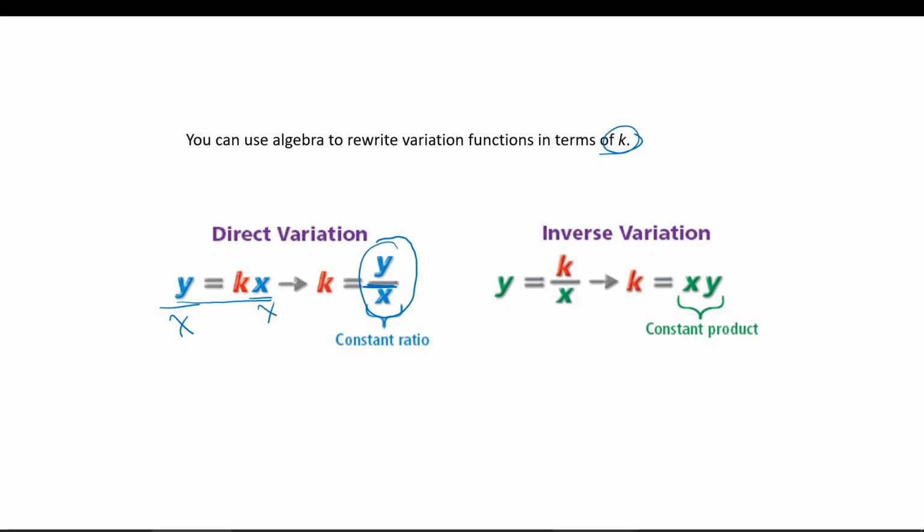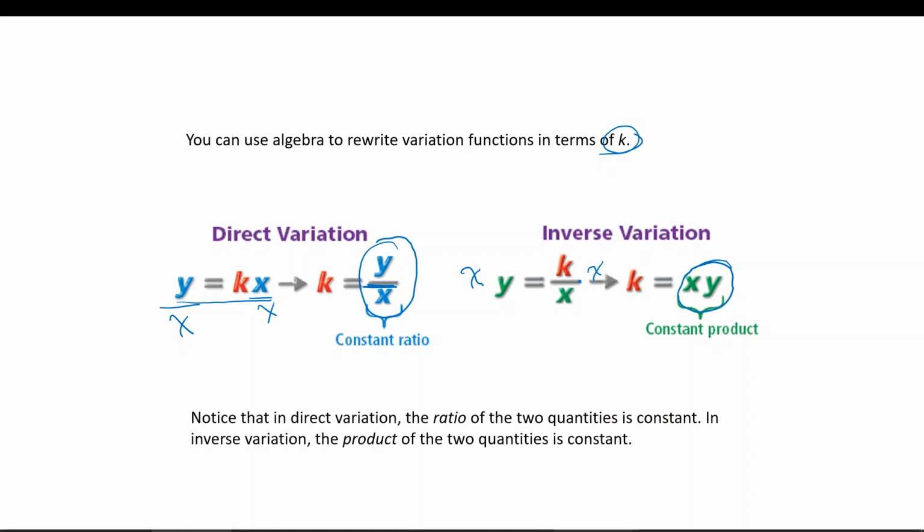All right, if we start out with the inverse variation and we want to solve for K, we just multiply both sides by x. And we have xy. This is called a constant product, where the quantities are multiplied together. Notice that in direct variation, the ratio of the two quantities is constant. In inverse variation, the product of the two quantities is constant. So they're both constant. This is called the constant ratio, and this would be a constant product.